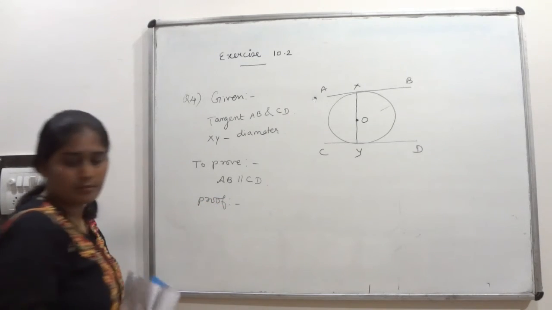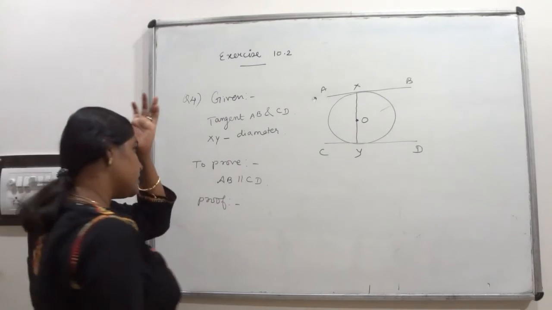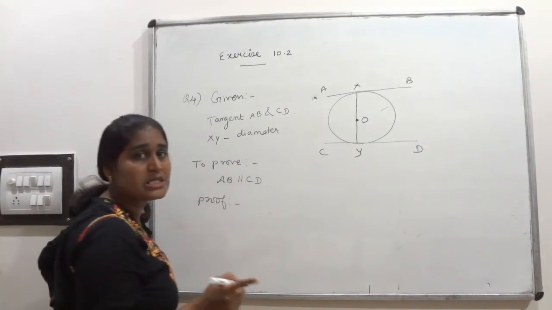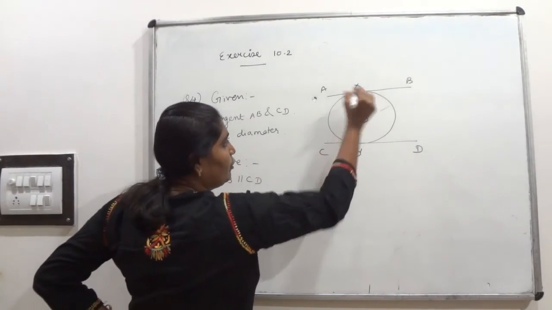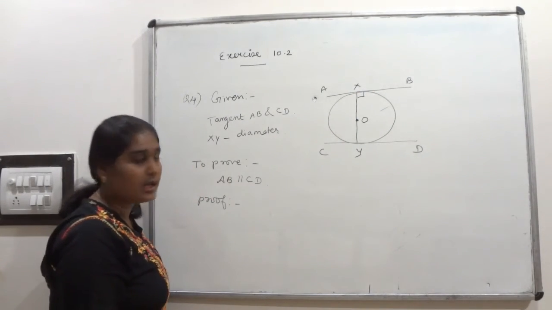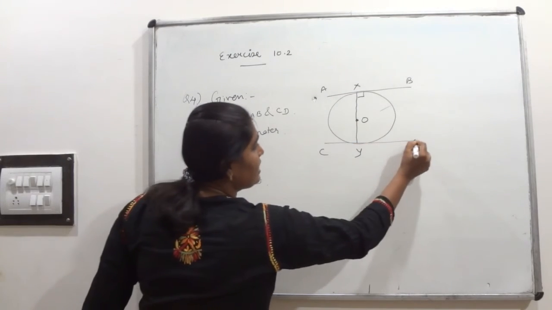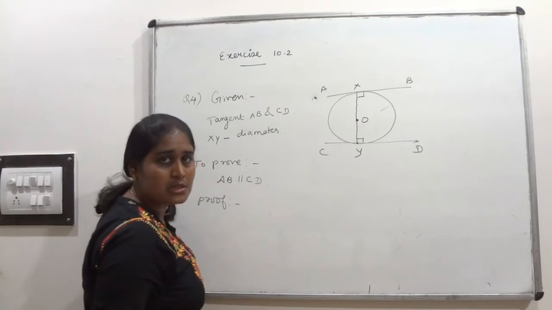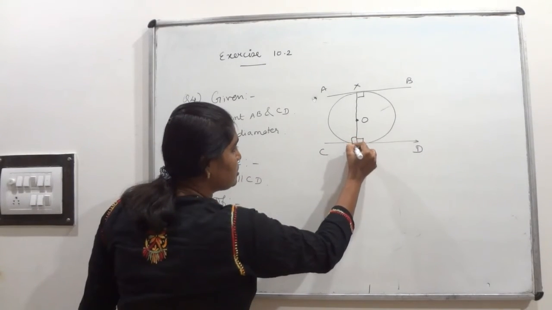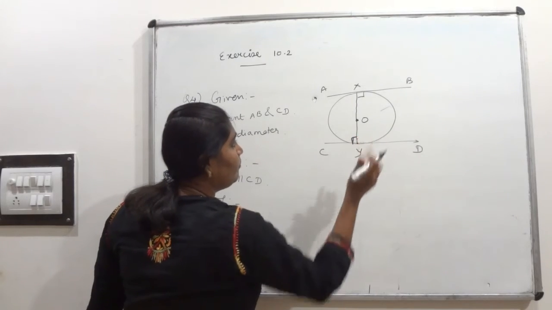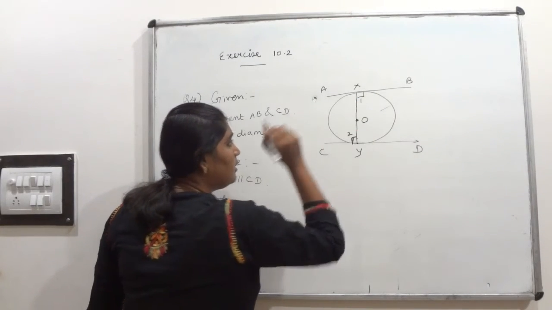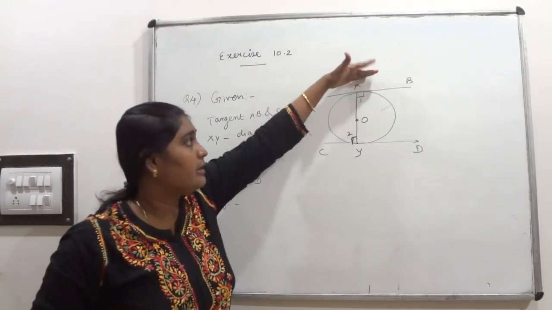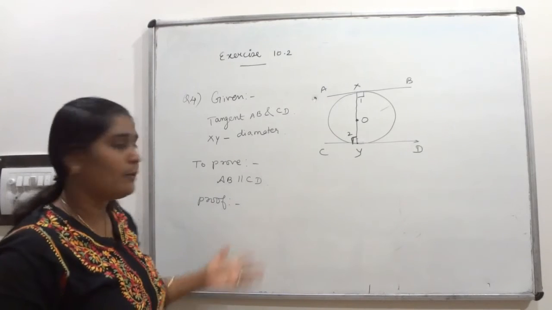How are we going to prove it? See now. You know that the radius and tangent are always perpendicular at the point of contact. So angle x is equal to 90 degrees. In the same way, the radius and tangent are always perpendicular at the point of contact, so angle y is 90. If you take this side, this is also 90 degrees. So look here now. These two angles are equal to 90 degrees. When alternate interior angles are equal, then I can tell that these two lines are parallel. That only I am going to do.